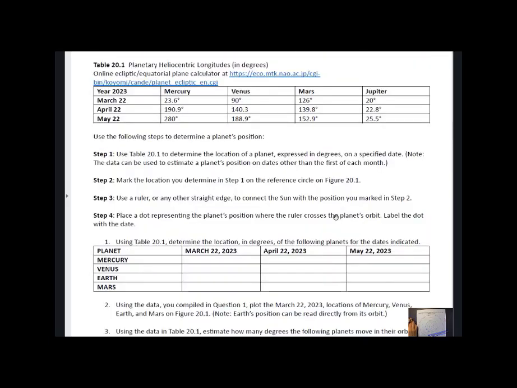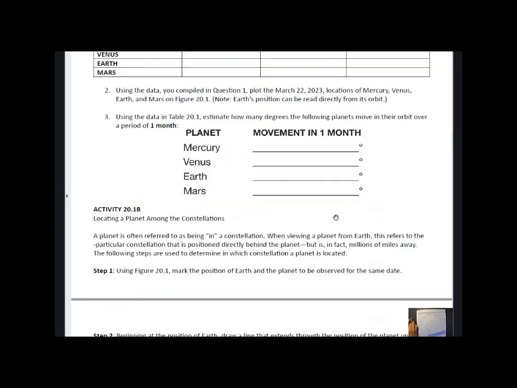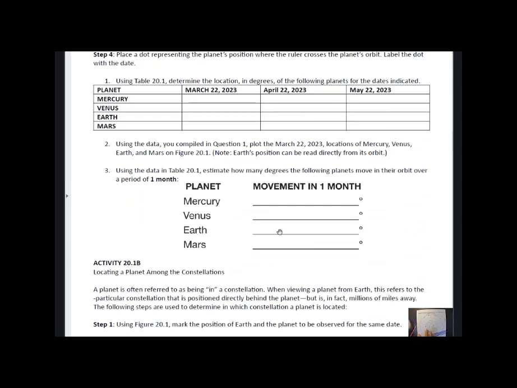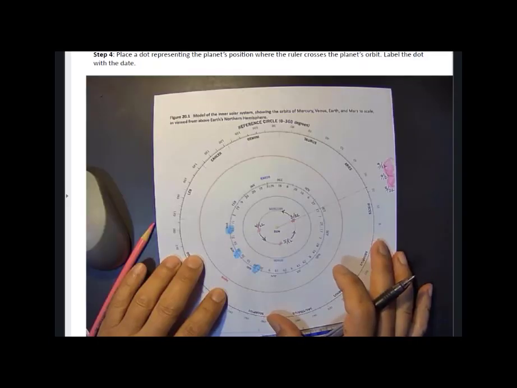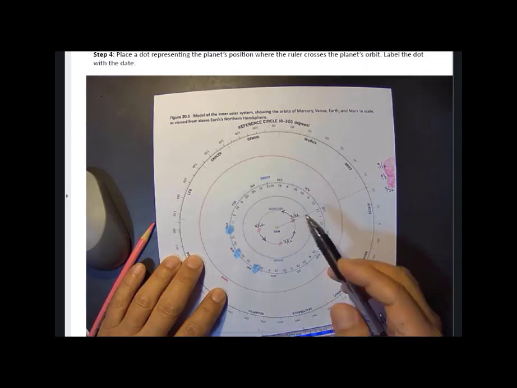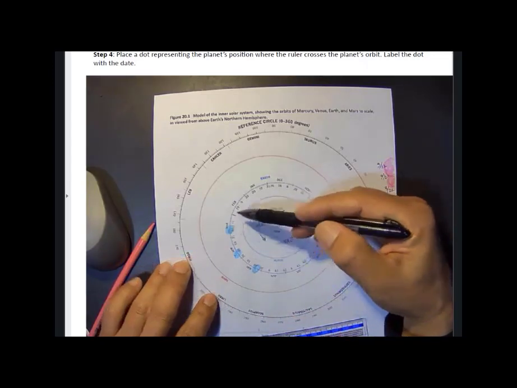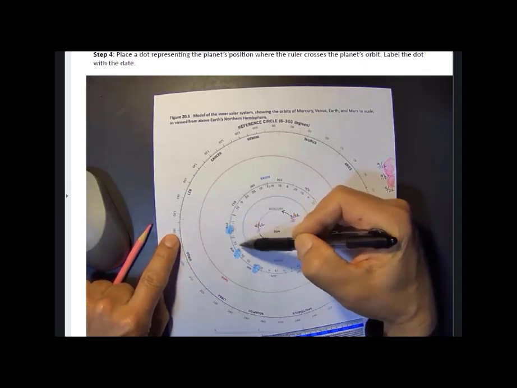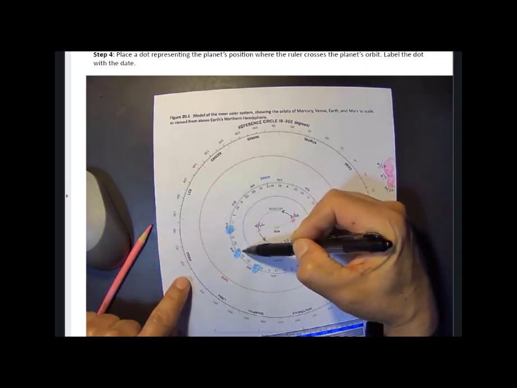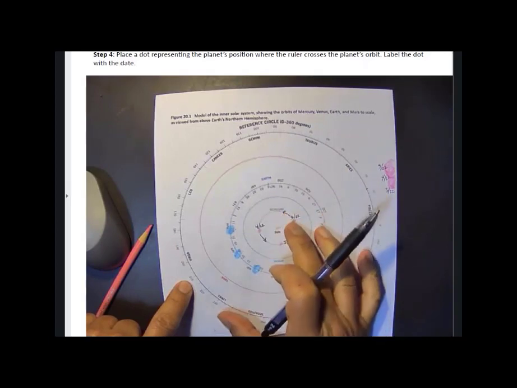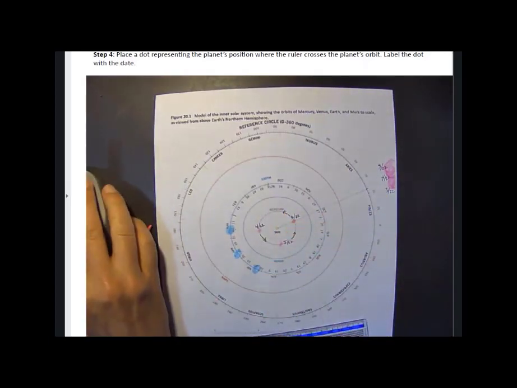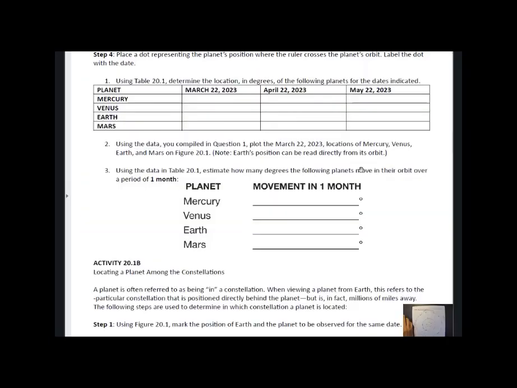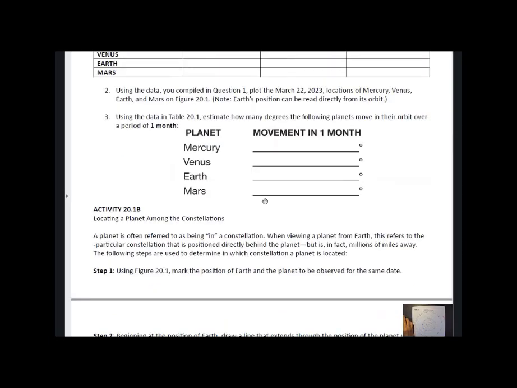And then for Earth, we don't have the Earth data, but for Earth, just go to the diagram, figure 20.1, right? And then figure out how much Earth moves in 1 month, right? So you can see Earth here in March is about 180 degrees, but in April it's at about 210, so it's moved about 30 degrees, right? So you can just calculate it from the diagram itself, right? In fact, it says from the Earth's orbit, figure this out. And then you do Mars as well.